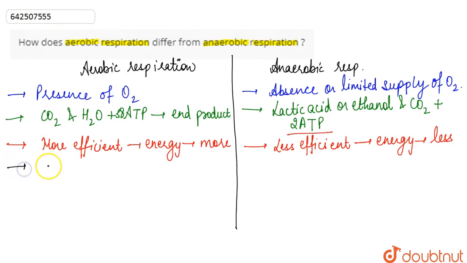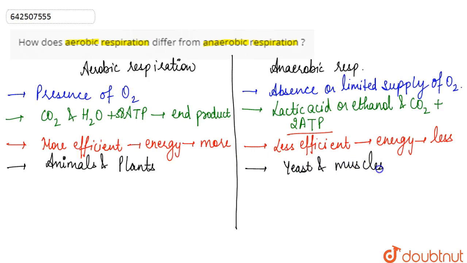Now the last point of difference is that aerobic respiration basically occurs in animals and plants. If we consider the example of anaerobic respiration, it basically occurs in most of the unicellular organisms like yeast, and in muscle cells, in muscles of the animals. So these are basically the differences that we get to see in case of aerobic and anaerobic respiration.